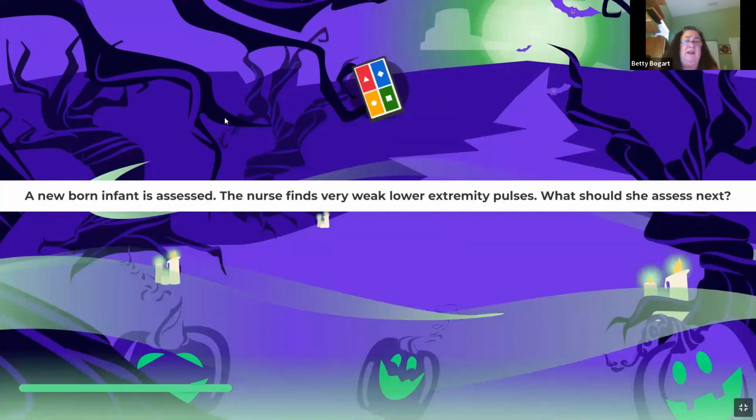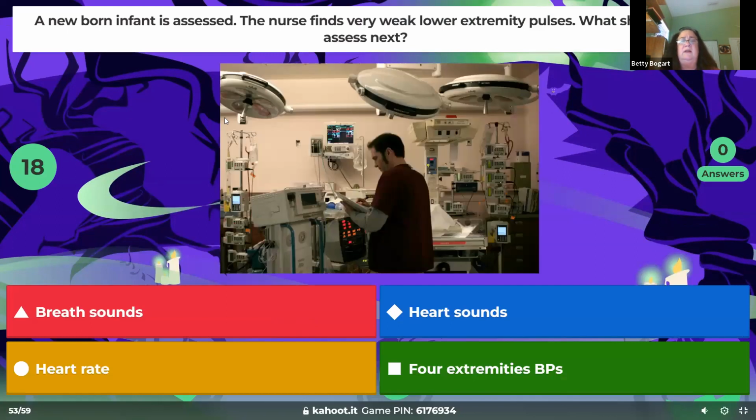A newborn infant is assessed. The nurse finds very weak lower extremity pulses. What should she assess next? What could be going on with very weak or no lower extremity pulses?